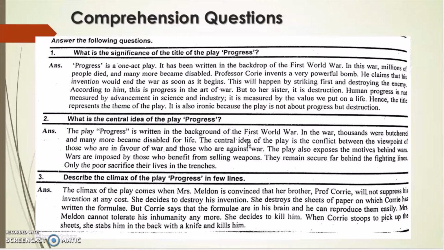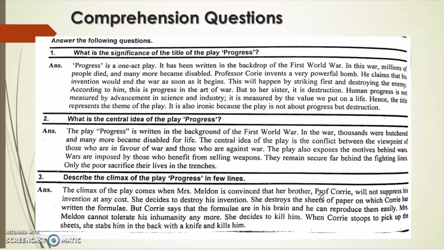Peace should be endorsed. Next question: describe the climax of the play Progress. Climax is where the play totally changes. That's the tip of the play where it goes up and then it reaches a climax and then a change happens. The climax of the play comes when Mrs.